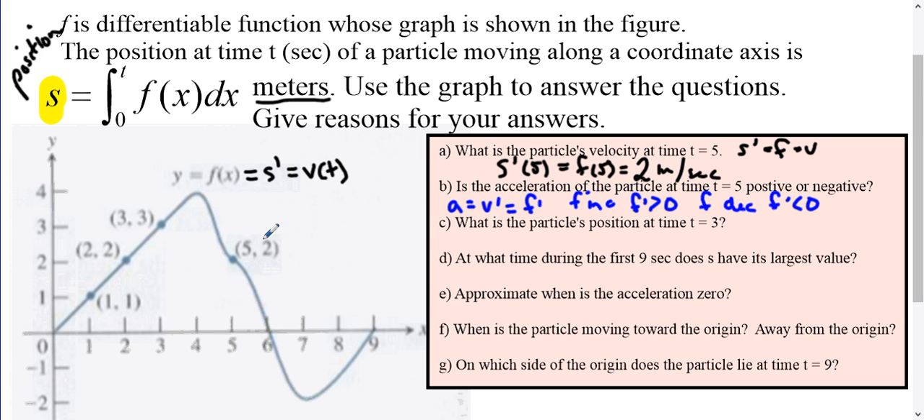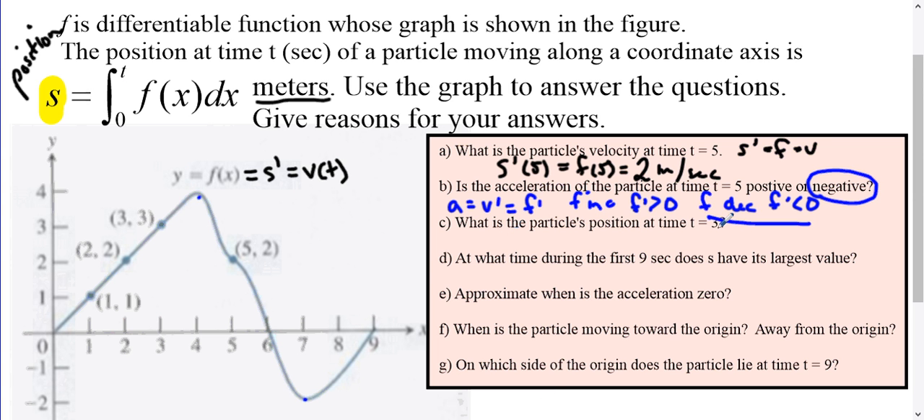So let's look at 5. On this interval between here and here, we realize that our values are decreasing. So f is decreasing at 5, which satisfies that. So guess what? Our acceleration is going to be negative, and that's the reason why. All right, let's continue on.